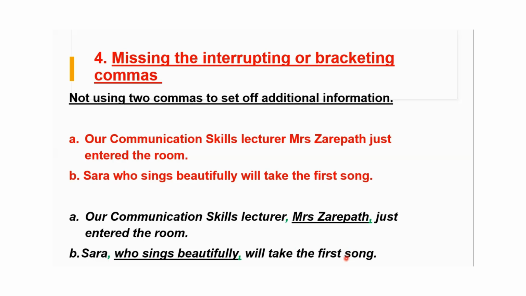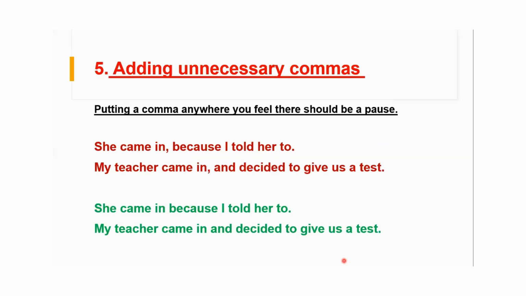But to show that it's additional information and is also talking about the same person, we'll separate and bracket it out. We set it off with two commas, one in the beginning, one at the end. So when we are giving extra information, we should be careful to make sure we set them off with commas.